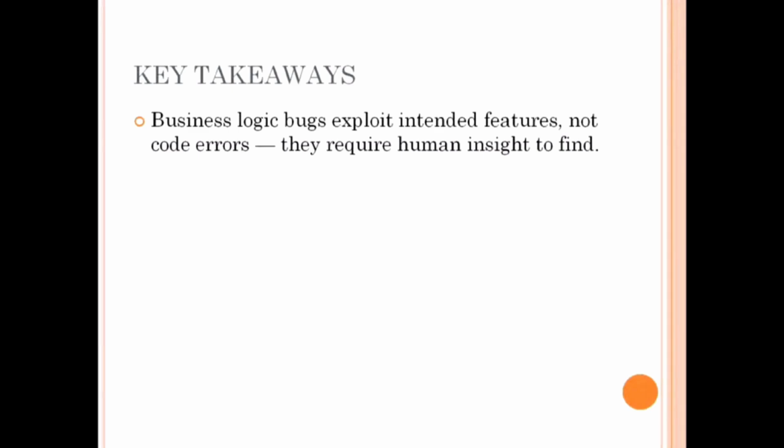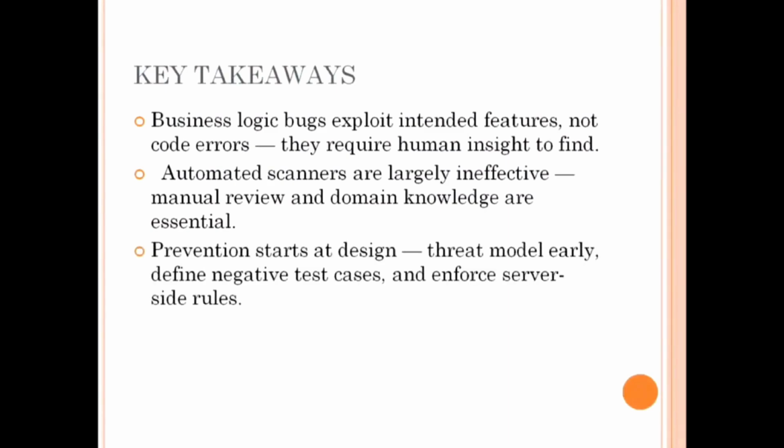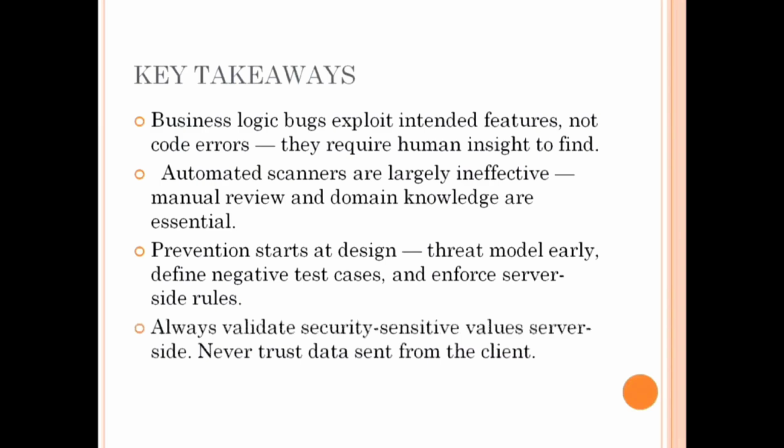Now let us go for analysis. Business logic bugs exploit intended features, not only code errors, and they require human insight to find. Automated scanners are largely ineffective. Manual review and domain knowledge are essential. Prevention starts at design only: threat model early, define negative test cases, and enforce server-side rules. Always validate security-sensitive values server side and never trust data sent from the client side, because client-side data can be manipulated. In that case, we have to trust the sensitive values only from the server side itself.